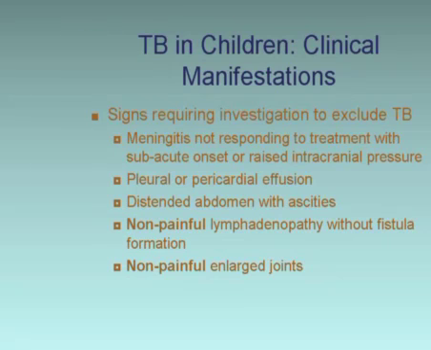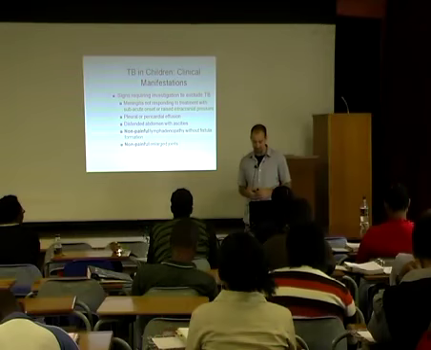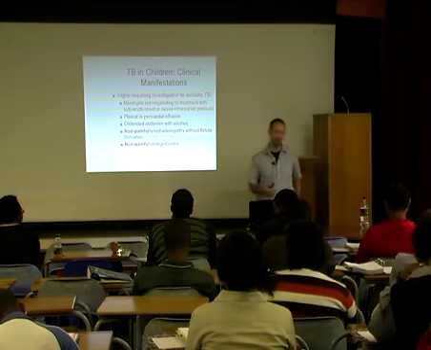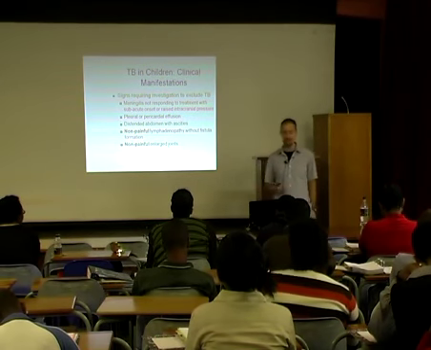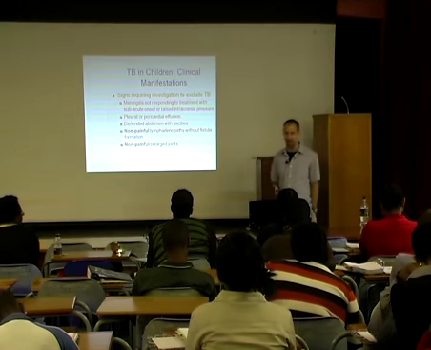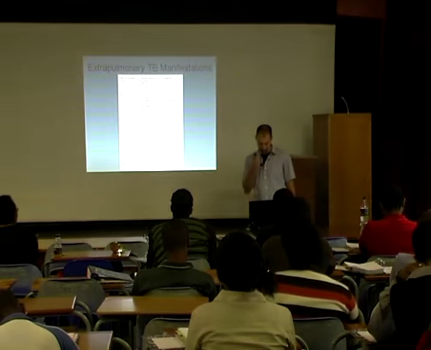There are lots of things we should investigate for TB, particularly pneumonias, pleural effusions, pericardial effusions. Any child with meningitis, we should be considering TB as a possibility. Any child with very large lymph nodes, especially if they're persistent, especially if they're draining, we should be thinking about TB. And non-painful large joints: you can have TB of the joints as well.